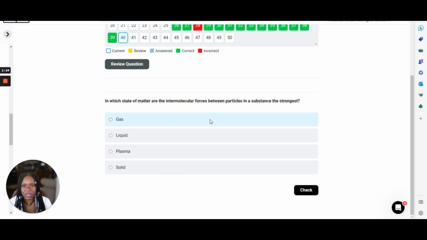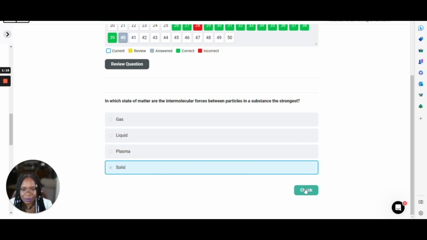And our next question. In which state of matter are the intermolecular forces between particles in a substance the strongest? Is it gas, liquid, plasma, or solid? So you guys, our keywords here are going to be, when are the particles in the substance the strongest? When are they held together the tightest? My little brain and my little antennas are up, and I'm saying solid, you guys. What do you say? We're going to go with solid. Let's see what it says for the answer key.